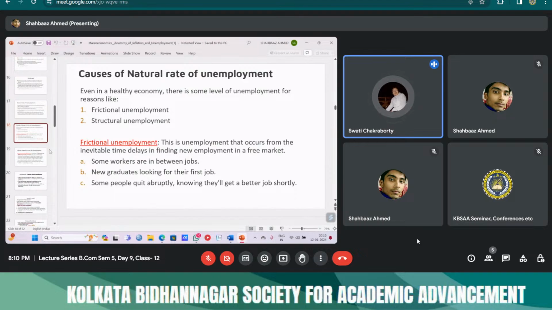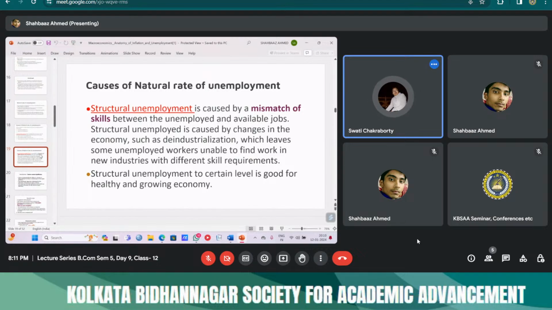That's frictional unemployment. Fresh graduates who are looking for their first job are giving interviews, and it takes time. Some people quit abruptly because they know they'll get a job very shortly. So this is frictional unemployment, the time delays in finding new jobs. Okay, can we go to the next slide, please?